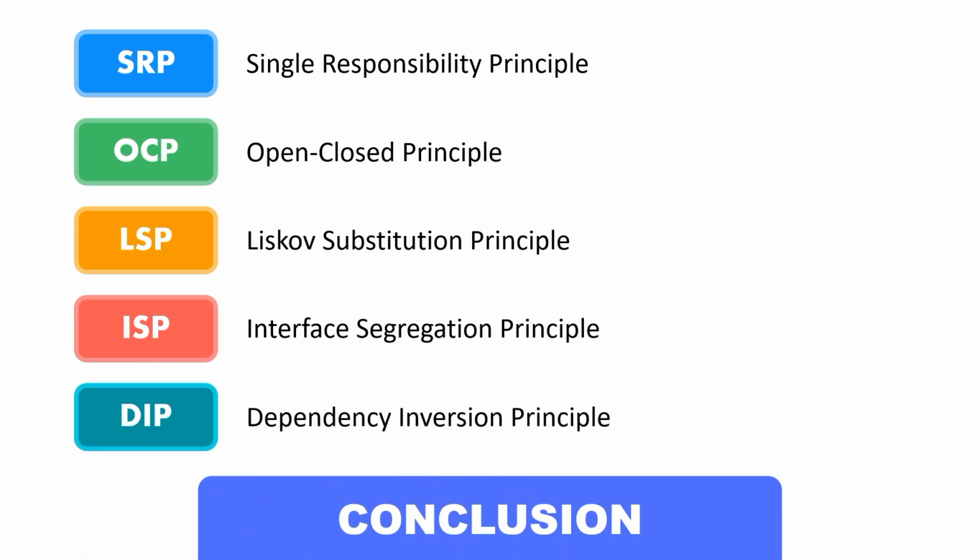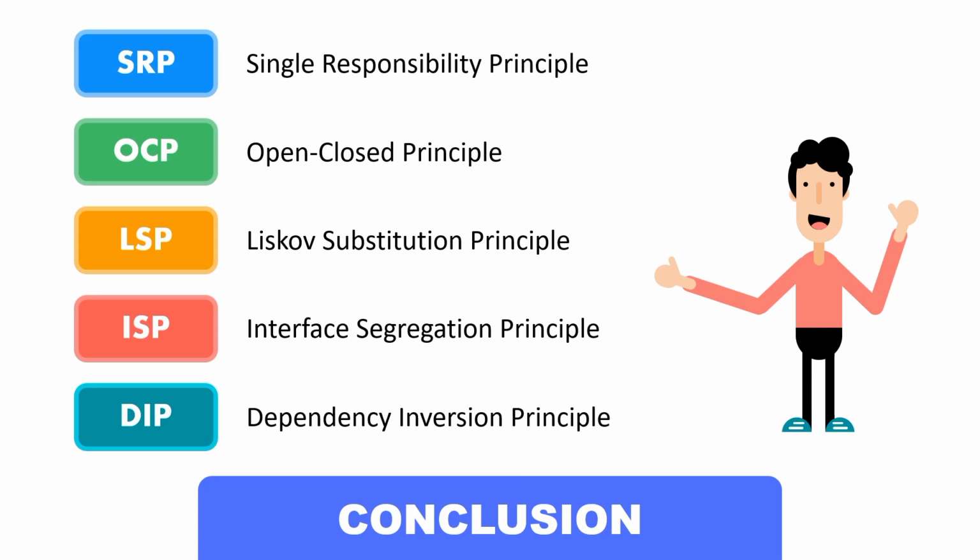Finally, DIP forces us to depend on abstraction, not concretions. By using interfaces and abstract classes, we create high-level modules that hide internal complexities, promoting loose coupling and future-proof designs. As we conclude our video, let's remember that the SOLID principles are not strict rules, but rather guidelines that help us to craft top-notch software.